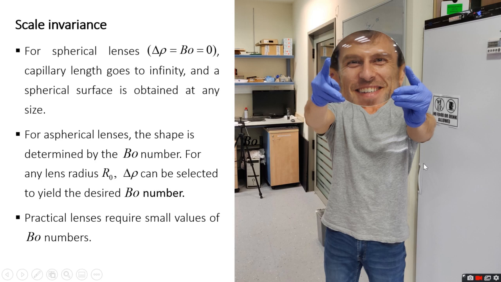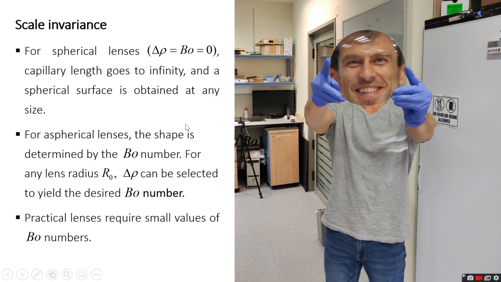Another important property of the fluidic shaping method is its scale invariance. In the case of neutral buoyancy, the capillary length goes to infinity, eliminating any effect of gravity and resulting in scale invariance. This is evident in the picture on the right, where you can see a 200 millimeter spherical telescope lens fabricated using the fluidic shaping method.